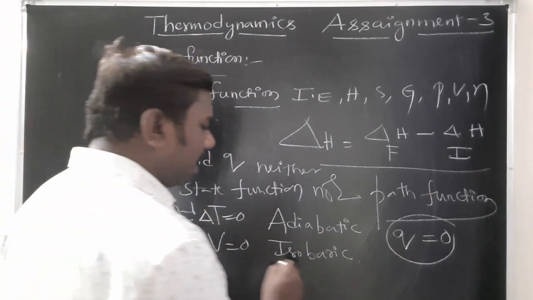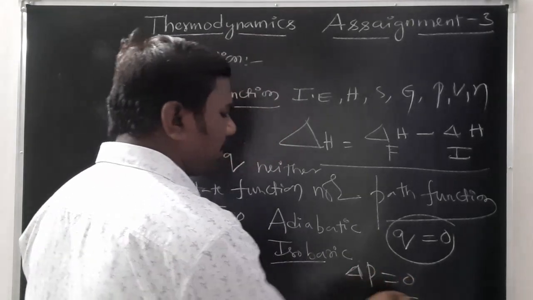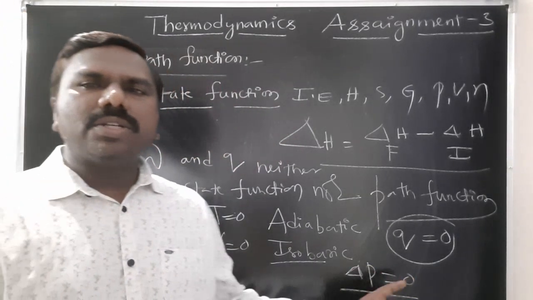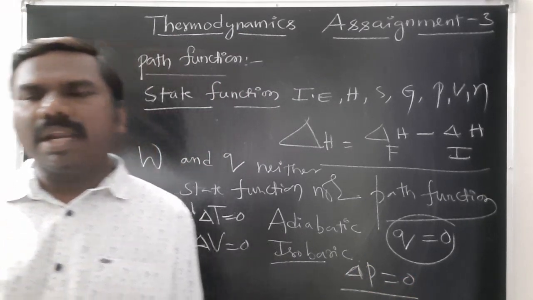Next, the isobaric process. Iso means same, baro means pressure. When there is no change in pressure, that system is called an isobaric process.